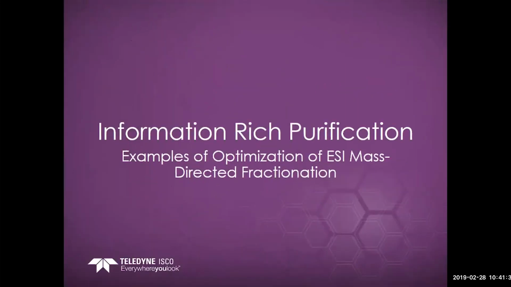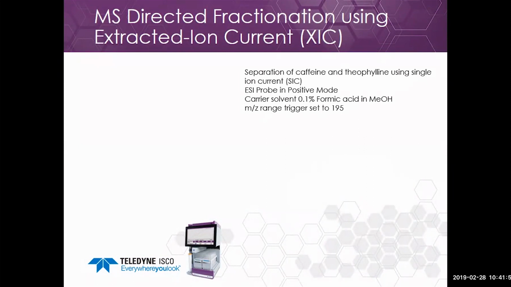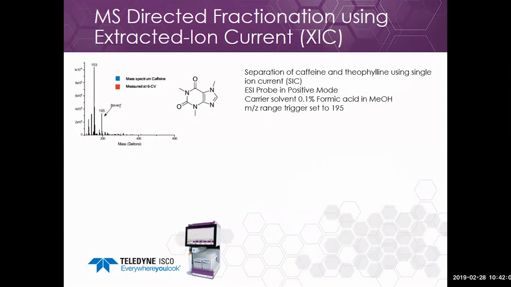So here are some examples of optimization of ESI mass-directed fractionation, also from the perspective of doing information-rich purification. So you're also getting information from your purification. This is using our CombiFlash Solar Flash system, the NextGen. This is using a single ion current. I apologize for the title, that's incorrect. This is using a single ion current on the separation of caffeine and theophylline.